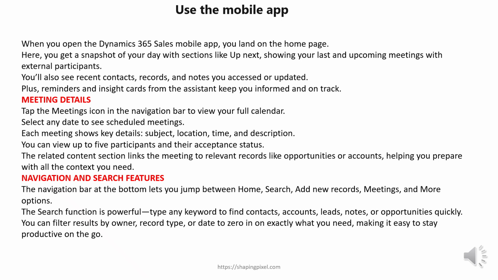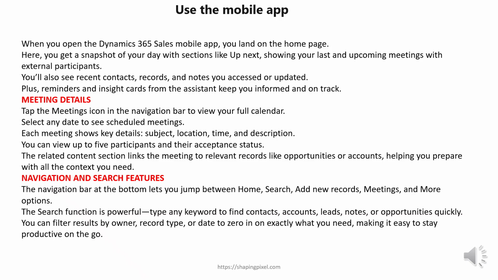Meeting details. Tap the Meetings icon in the navigation bar to view your full calendar. Select any date to see scheduled meetings. Each meeting shows key details: subject, location, time, and description. You can view up to 5 participants and their acceptance status. The Related Content section links the meeting to relevant records, like opportunities or accounts, helping you prepare with all the context you need. Navigation and search features.